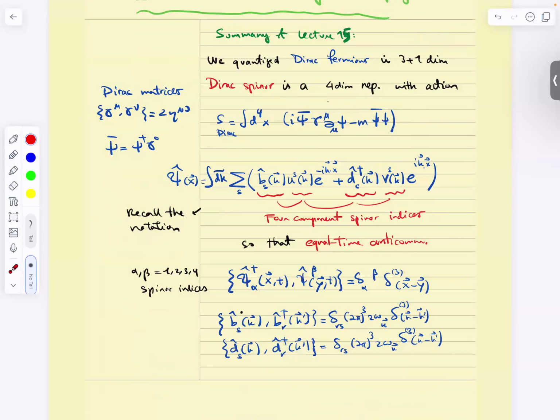Then we saw that the anti-commutation relations are like this, right? So, of course, these alpha and beta are the four-component indices, right? It's diagonal in that. And in space, the anti-commutator should be a Dirac delta function. These relations induce the standard fermionic anti-commutation relations that we discussed last time in the simple examples, right?